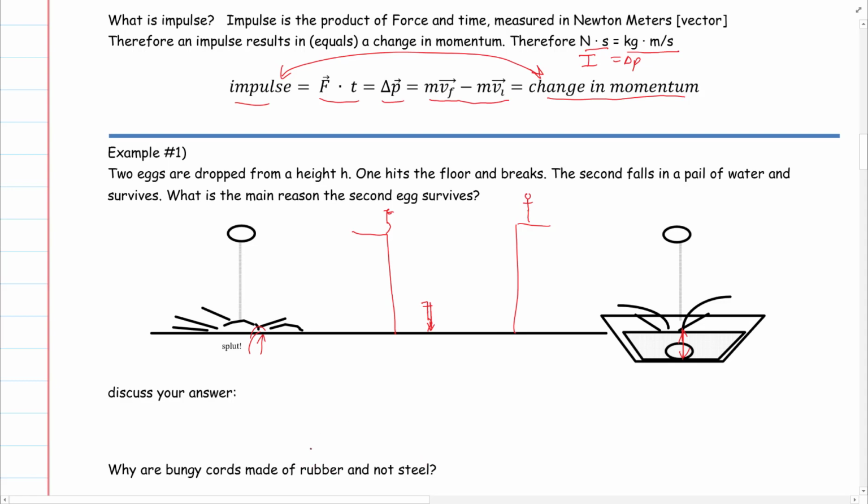Because this spreads the force over time. So you get a bigger time, and force times time is the impulse. Here, if you hit steel, it's going to take a small amount of time, but you're going to get a large force. And large forces we don't like. We definitely don't like large forces.